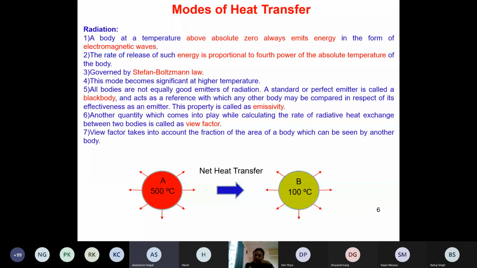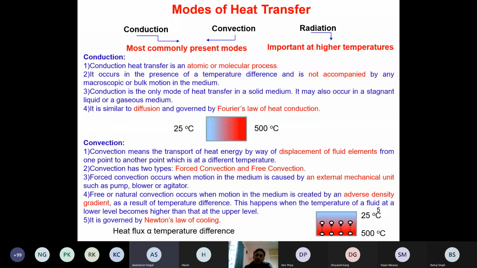Sir, how does temperature difference create a density gradient? See, if the temperature is higher, then the density decreases, isn't it? Density of the liquid decreases as the temperature increases, so that becomes lighter at the bottom. Density is also a function of temperature. So because of that, the particles at the bottom become lighter compared to the particles at the top, and therefore they try to move upward. And this causes the displacement of the fluid elements. Okay, sir. Yes, sir. Thank you. Okay.